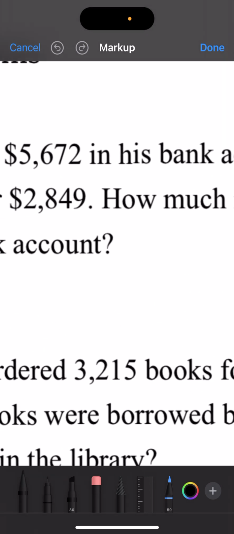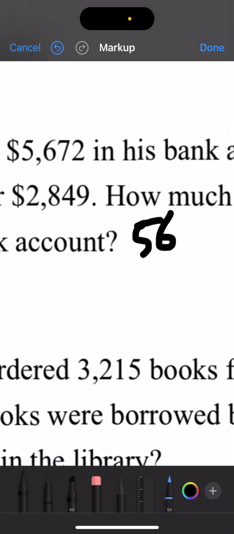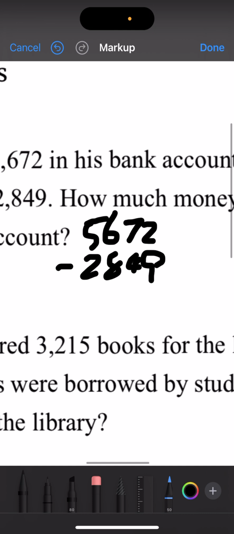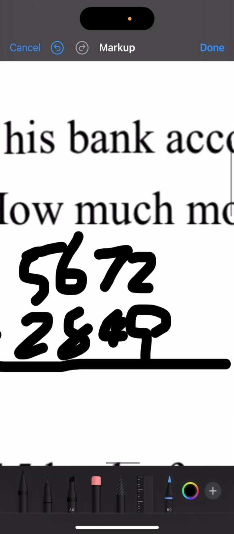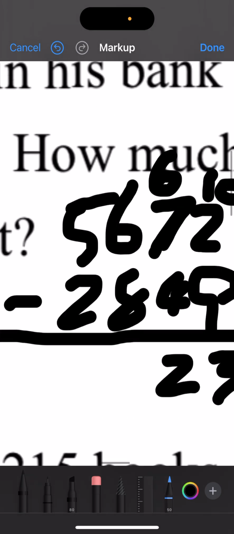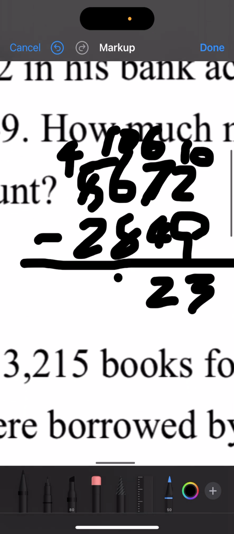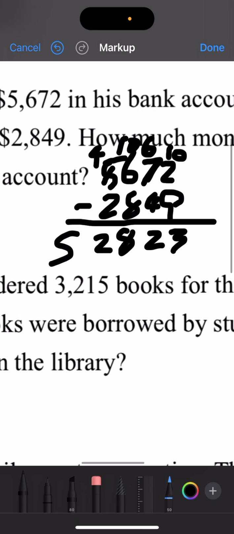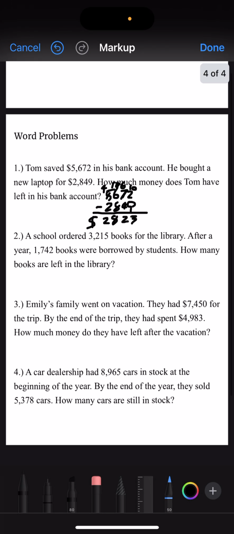So he originally had $5,672, but he bought it, which means it's going away from his savings. Okay, we're just going to do this simple subtraction right here. 7 becomes a 6, and we're going to borrow, which gives us a 3, 2, and we're going to have to borrow again. And 16 minus 8 gives us 8. And 4 minus 2 gives us 2. So he is going to have $2,823 left in his bank account.